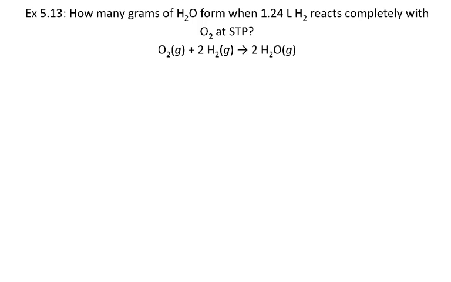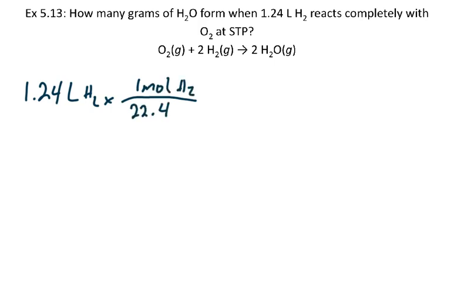For instance, how many grams of water form when 1.24 liters of hydrogen react completely with oxygen at standard temperature and pressure? So here, since we're at standard temperature and pressure, we can just use our molar volume of a gas. So we know 1.24 liters hydrogen. We know that 1 mole of hydrogen is 22.4 liters.